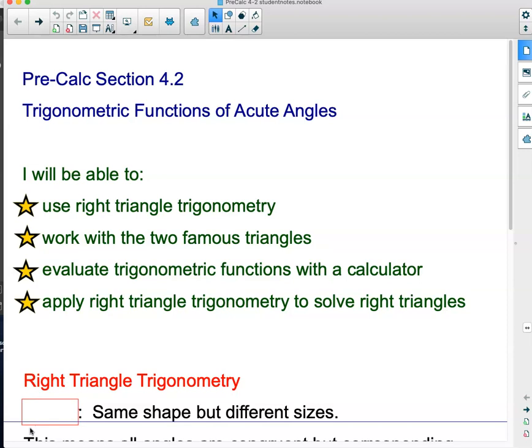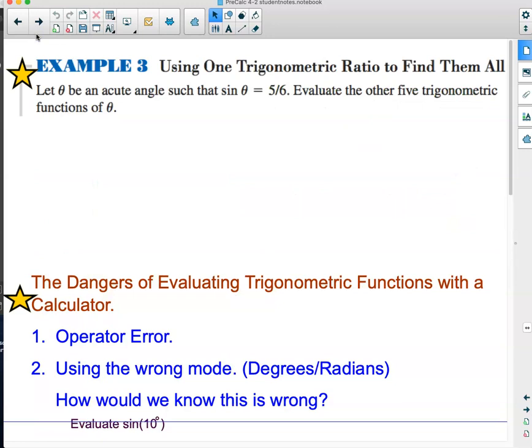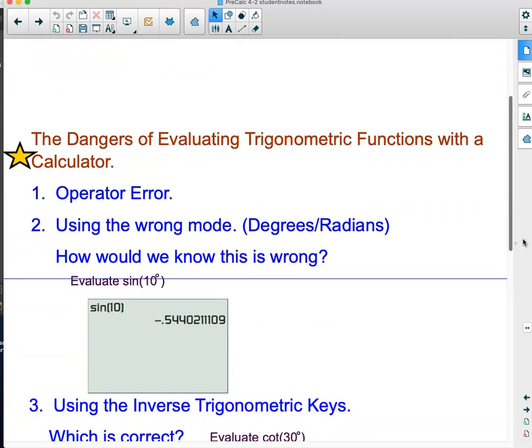Alrighty, in section 4.2, we're not going to have the whole time together today, which is kind of nice for us once in a while, because we've already talked about our two famous triangles, and we're down here to evaluate trigonometric functions with a calculator and apply right triangle trigonometry to solve right triangles. And a lot of that is something you saw in geometry, so hopefully it'll feel like much review as we go through that. All right, so here we are where we get to the point where we have to remember how the calculator works for everything that we need.